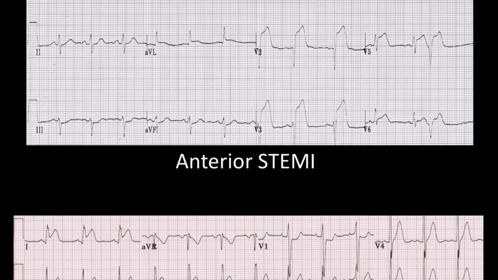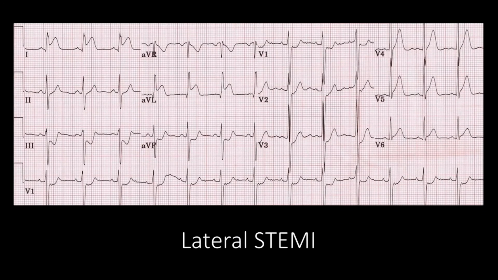This is another example of lateral STEMI. As you can see, there is obvious ST elevation at lead 1 and also lead AVL, with also hyperacuity seen at another lateral leads, which are our lead V4 until V6. There is also a reciprocal ST depression at inferior leads, which are our lead 2, 3, and also AVF.